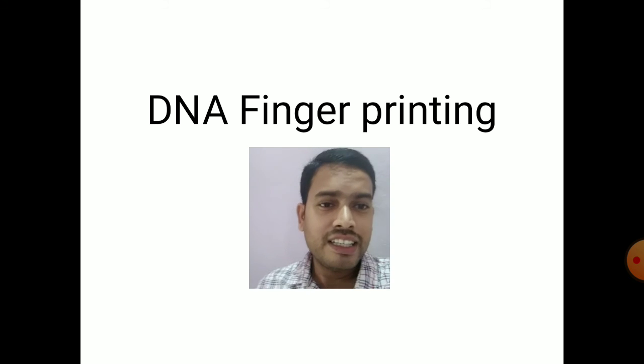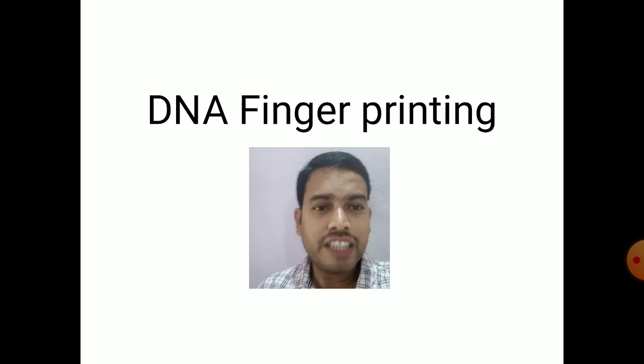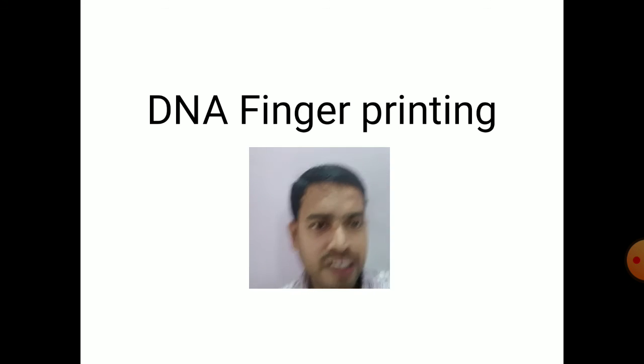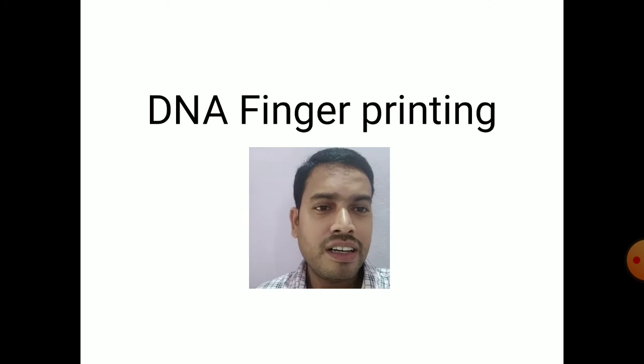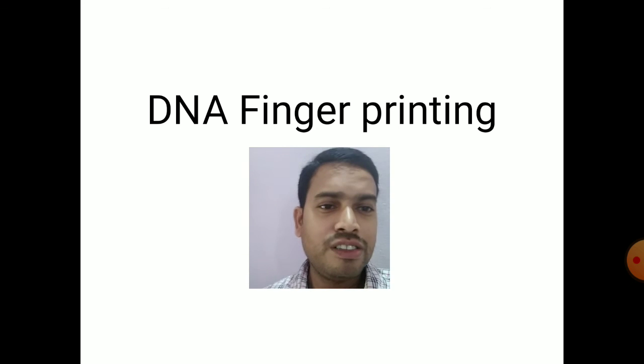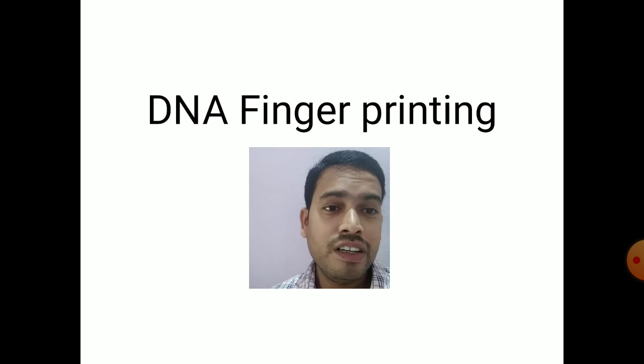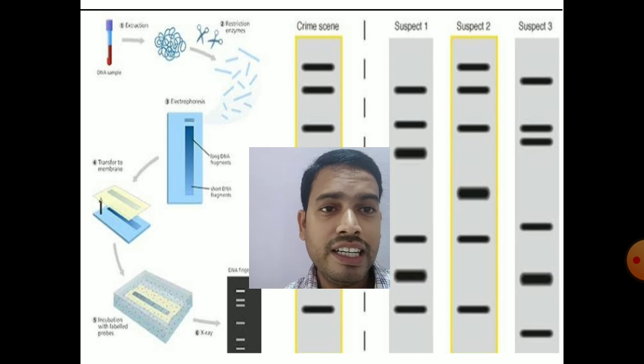But here the difference is, for example, we will take a crime incident. A crime has been committed, and suspected people are placed. So you want to identify exactly the accused person among the suspected people. What you will do in DNA fingerprinting is as follows.